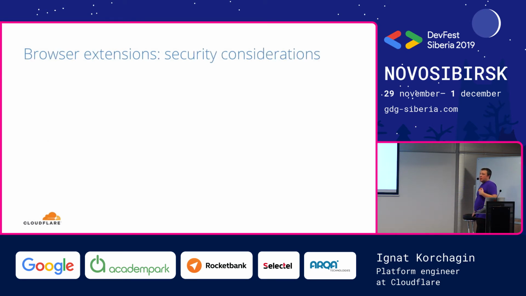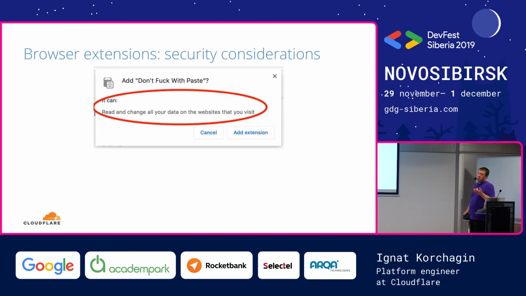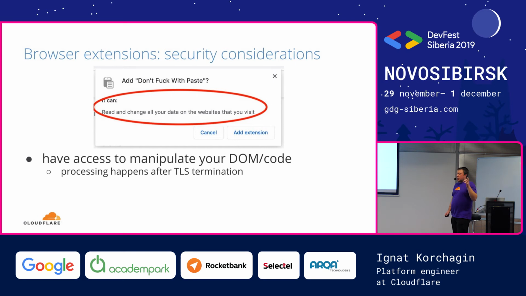For me specifically, there is also a very big downside: I don't want to use third-party extensions, because of security considerations. When you install such extensions, you usually get a window showing what they can do. Actually, all these extensions can read and change all your data on the websites you visit. Remember, this third-party code has access to manipulate your document object model, and the processing happens after TLS termination. So the green lock will not save you there. They can inject into your page whatever they want.